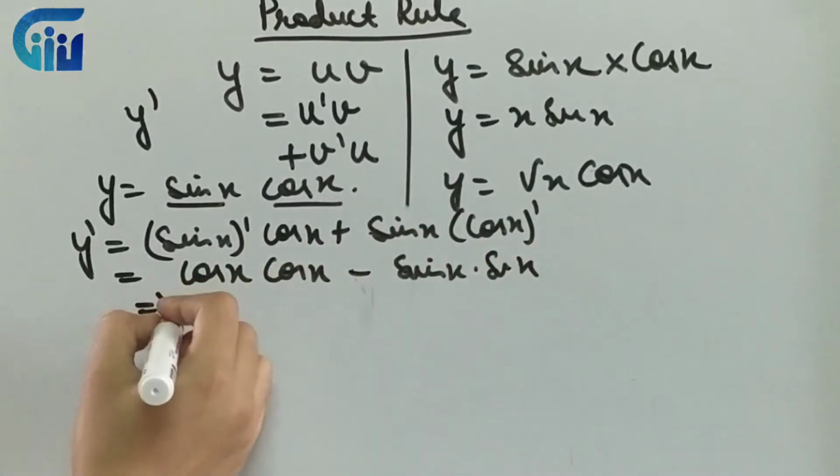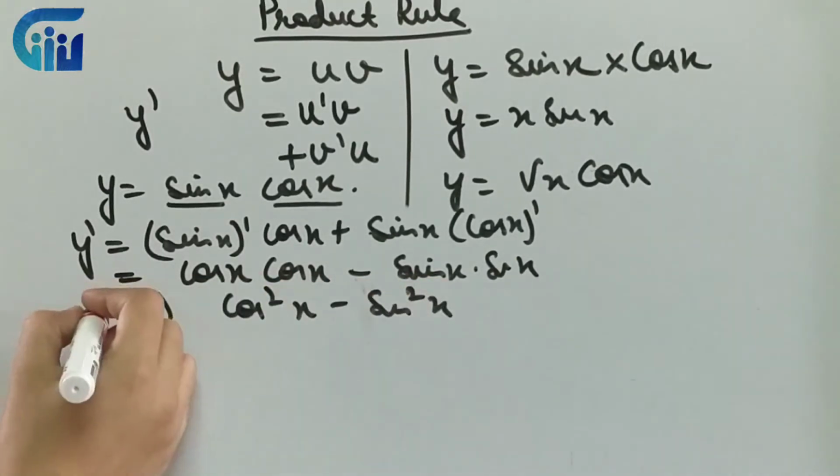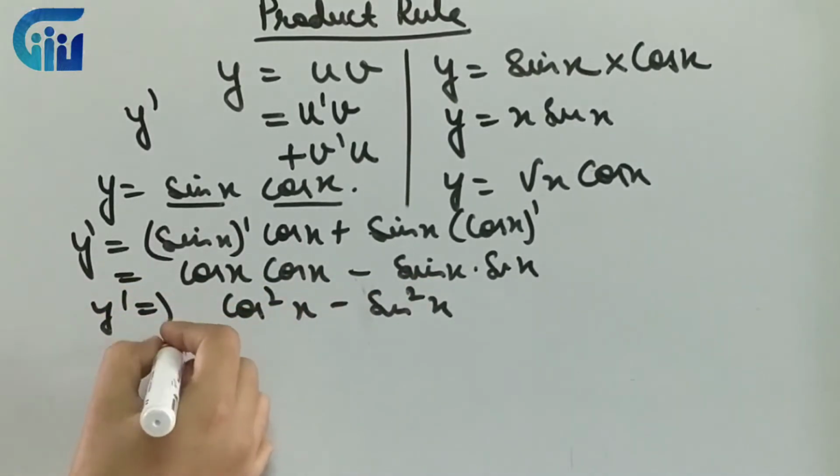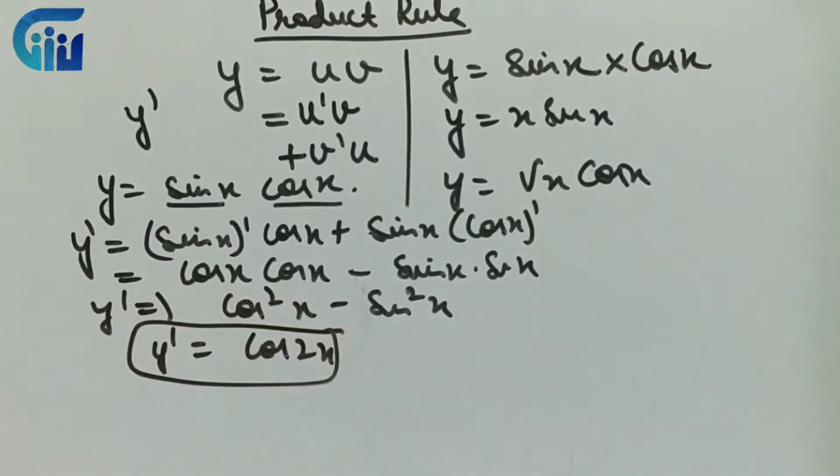Now the derivative of sin x is cos x, this cos x as it is, plus sin x, and the derivative of cos x is minus sin x, right? So it will be written like this: cos square x minus sin square x. In trigonometry we did this formula as cos 2x, so I can write it as cos 2x, or I can leave it at that particular step, right?